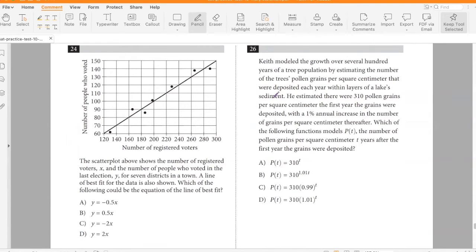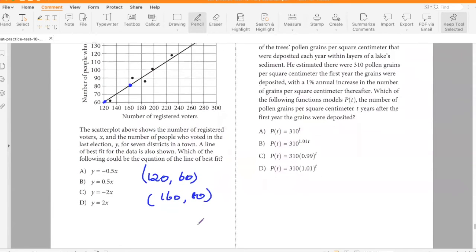Okay, so you can work with these 2 points to find the slope. So you can see that it is 120, 60 and 160, 80. So in fact, since there is no y-intercept, we can see that the y value is half of the x value in both cases. So y is 0.5x.